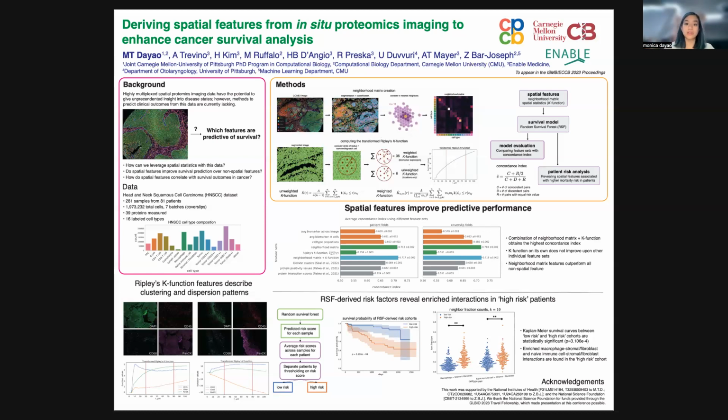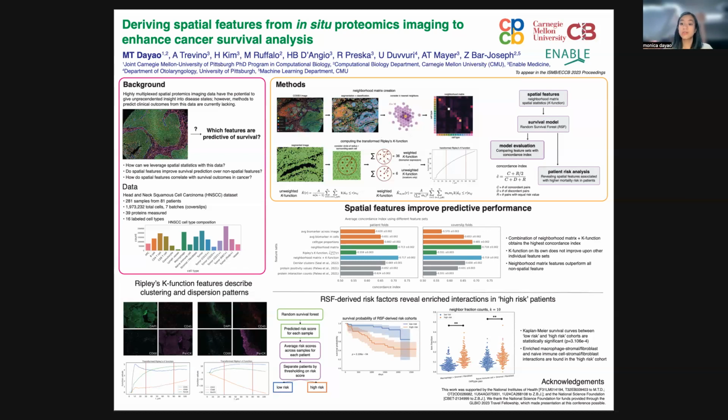Another metric we computed is what we call the transformed Ripley's K function. For each cell, instead of K nearest neighbors, we draw a radius of R around each cell, and we compute two K functions. These are spatial statistics equations. The first is the weighted K function, in which we sum the biomarker expression within the radius. This is done for each biomarker, so each protein is what I mean. And then the unweighted K function, in which we count the number of cells within this radius.